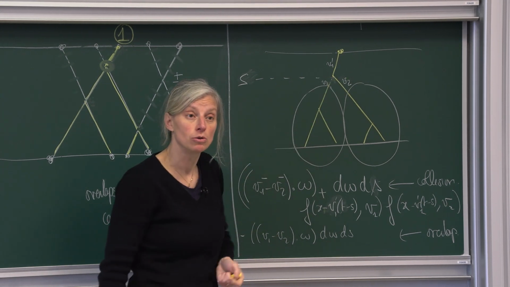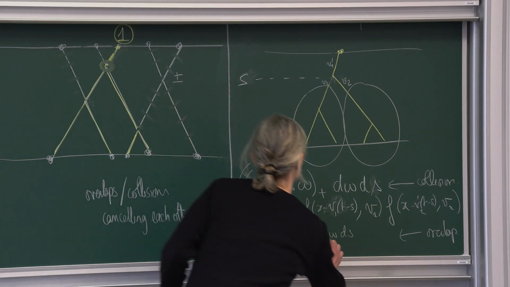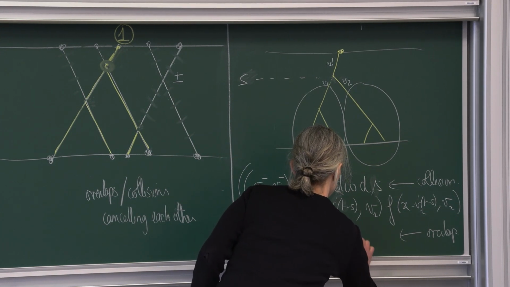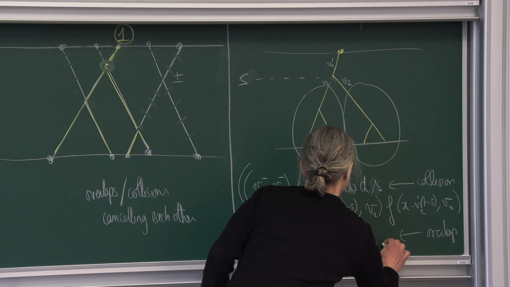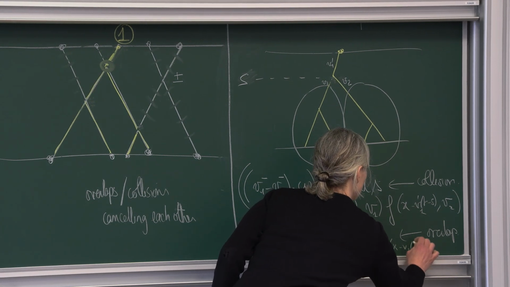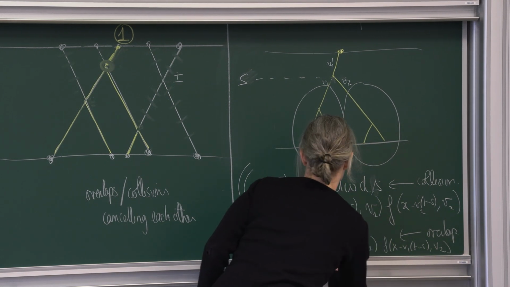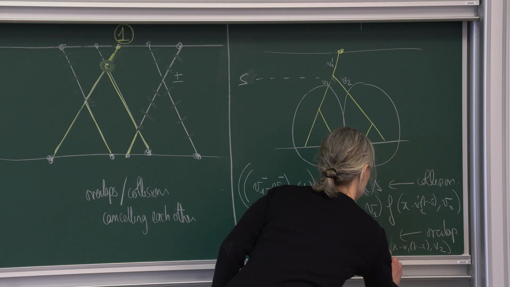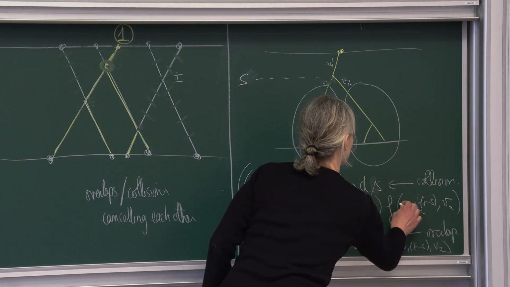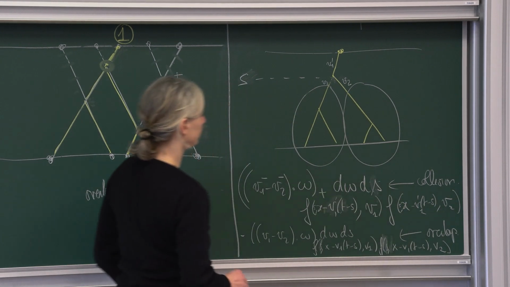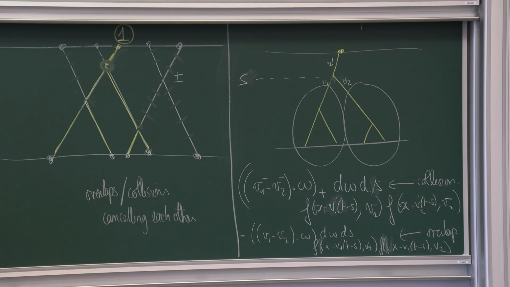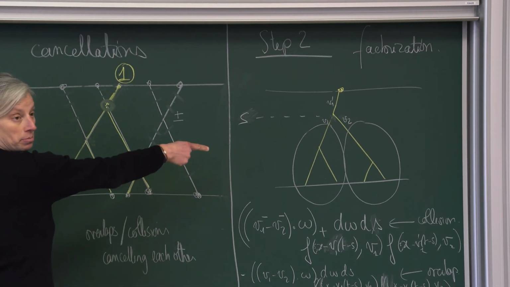Okay, so here you have f of x minus v1 (t minus s) at v1 and f of x minus v1 (t minus s) at v2. And the s is missing. Okay, this is s, f of s x. So what I say is that really at this point, for both steps, you really use the fact that the graphs are minimal.